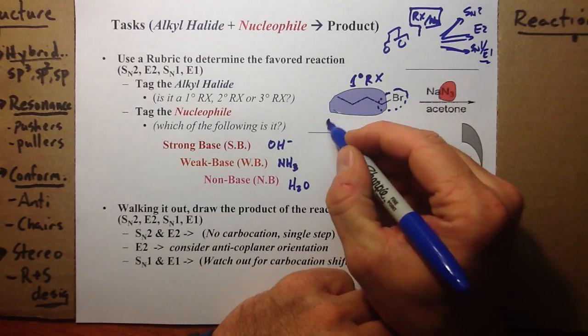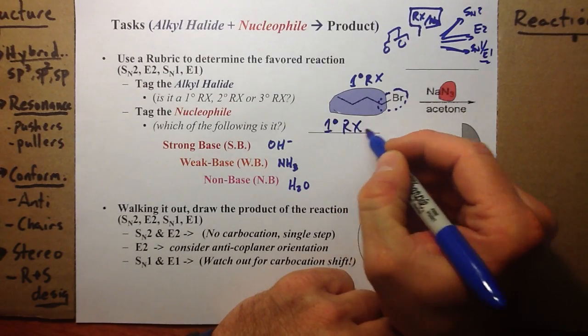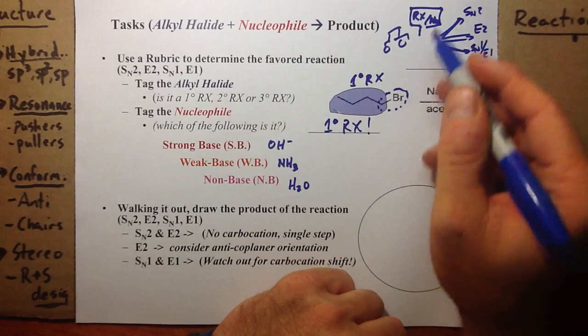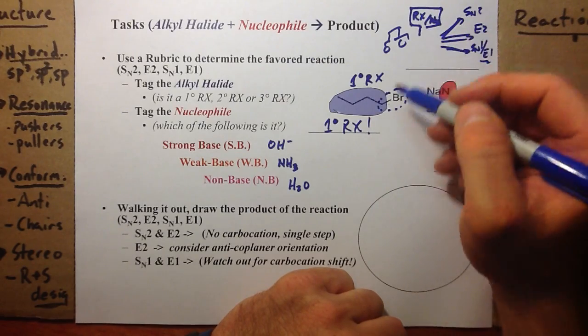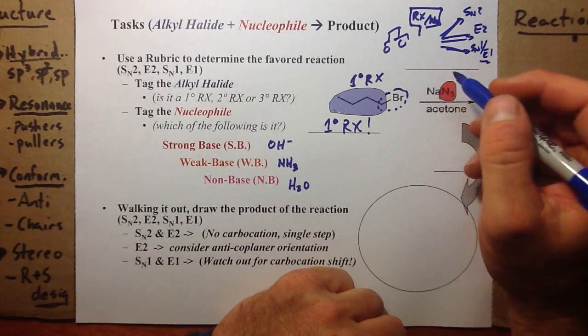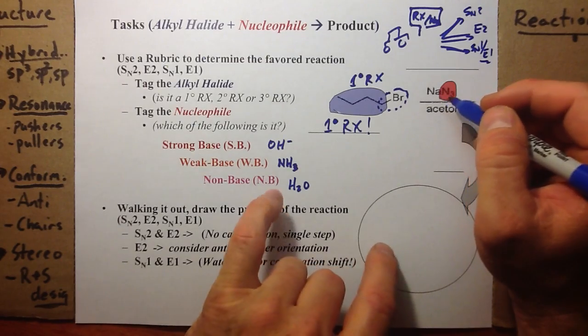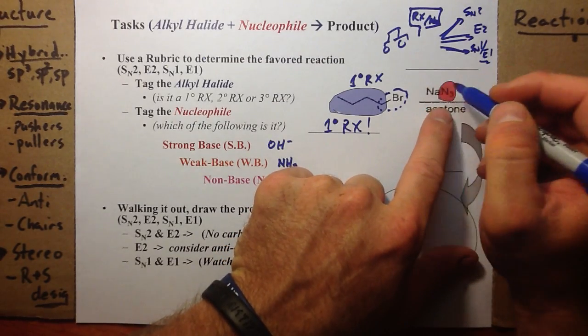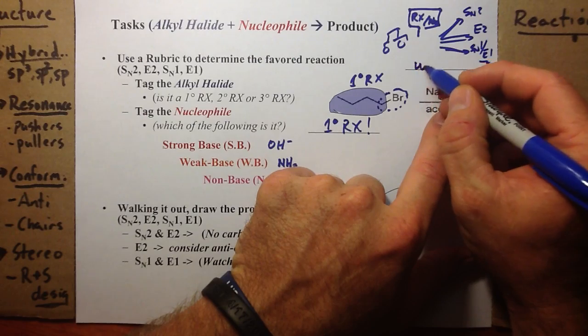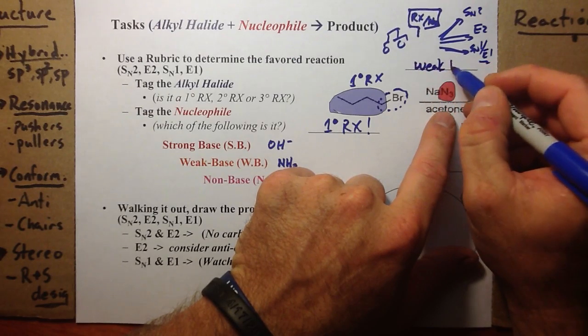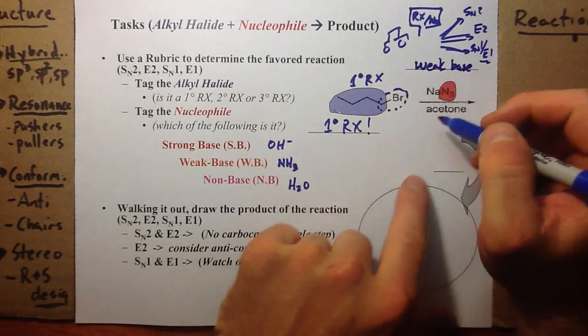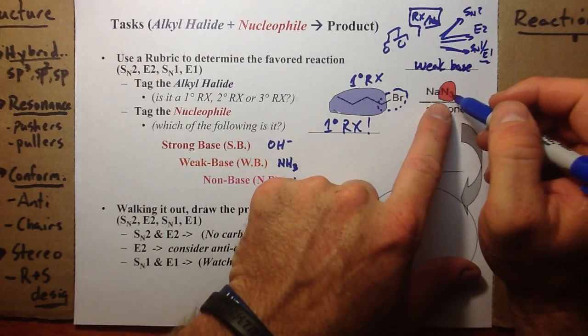So I've tagged, I should put that down here. So primary RX. Tag that. Okay, I see the sign. There's my alkyl halide. It's on the sign, and I tag it primary RX. Now the nucleophile. We're going to learn that sodium azide is a weak base. So you would tag your RX, you would tag your nucleophile.